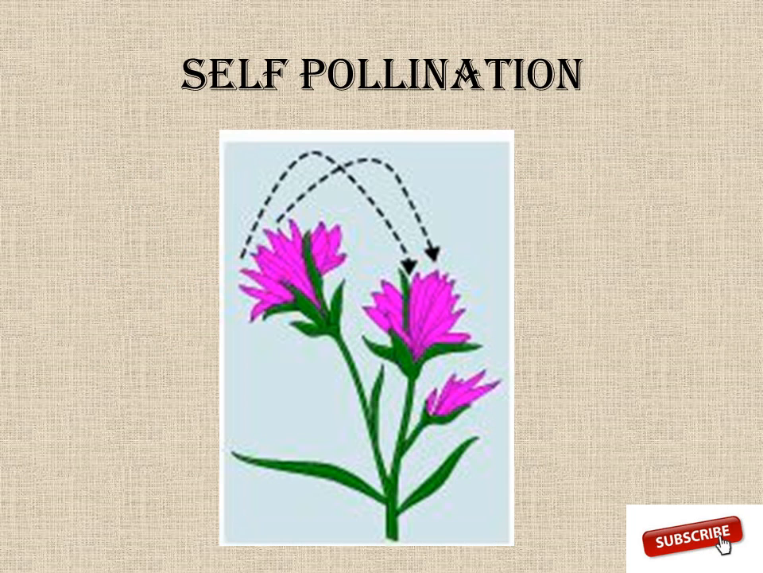Self-pollination is also called autogamy, and it is the process of transfer of pollen from the anther to the stigma of the same flower or to the stigma of another flower of the same plant. So this is exactly what self-pollination is.